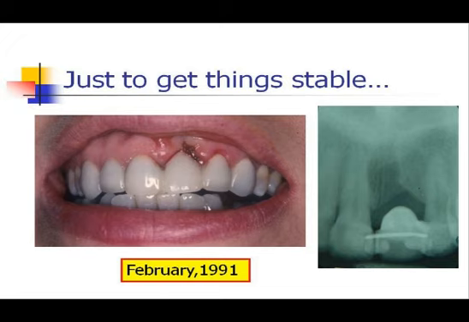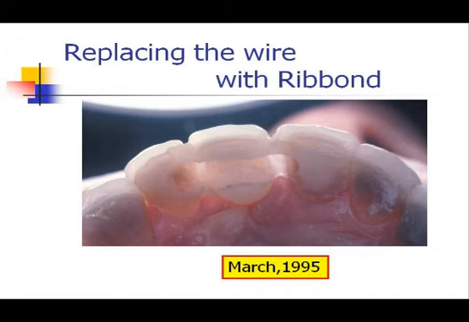Over the years, the patient came back several times for repairs, as the composite would chip and break. So we decided to go in 1995 and replace the wire with the Ribbond material. You can see the class 3 preparations adjacent to the pontic where the connector will be placed. We've created a channel in the lingual of the pontic tooth, of tooth number 9.